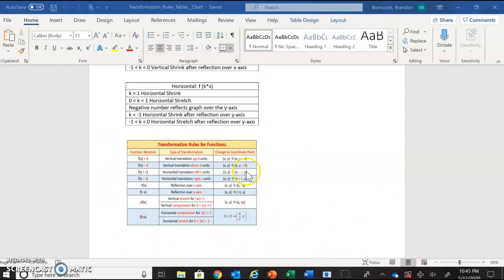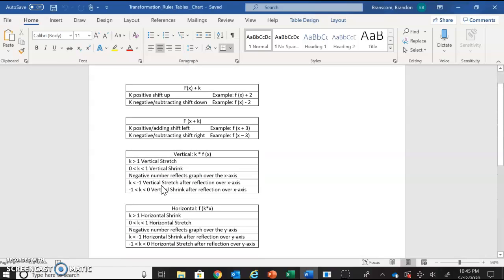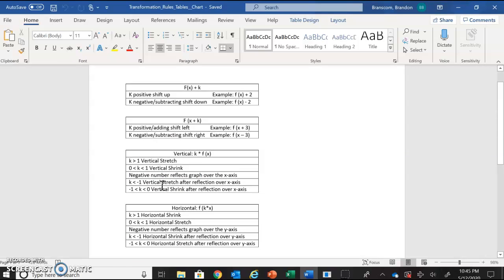This part you're not being tested over. You don't need to memorize this, but it's on there for you. This part I've made into our own little notes up here on these tables. These tables are probably going to be the most helpful for you.